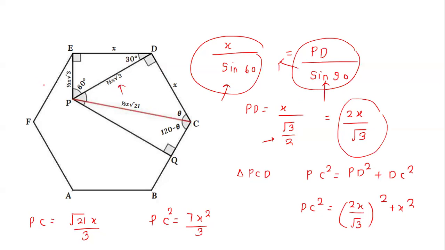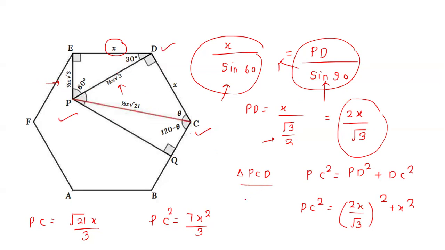So it will come like 2x divided by root 3, and this we calculated previously, and this we initially assumed as x. So now we know all the three sides of the PED triangle. Now you look at this triangle PCD.